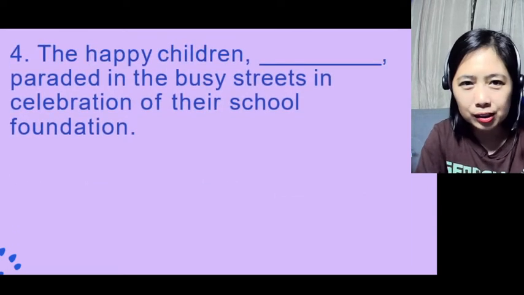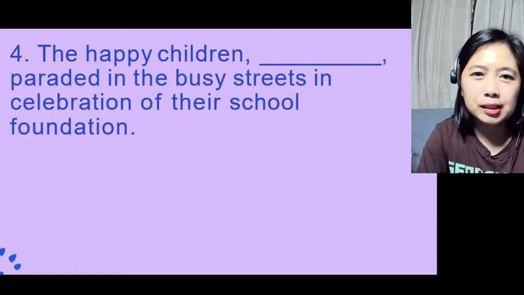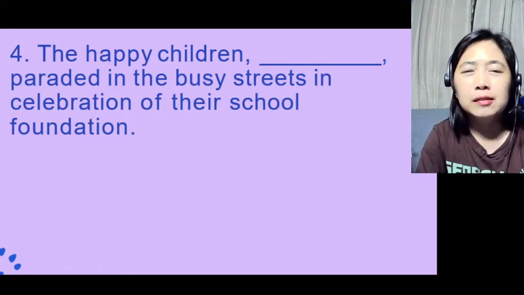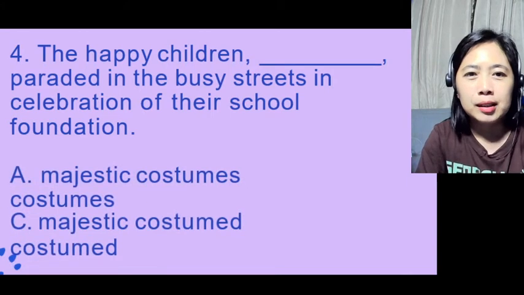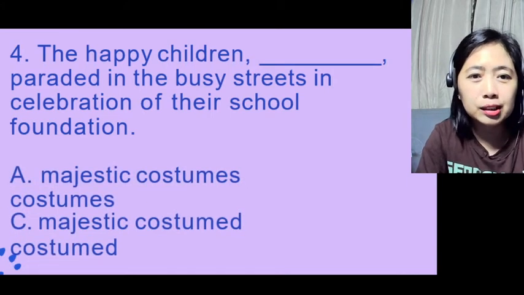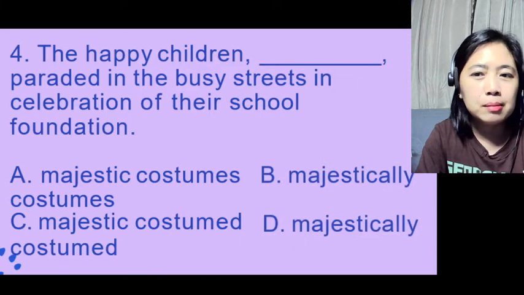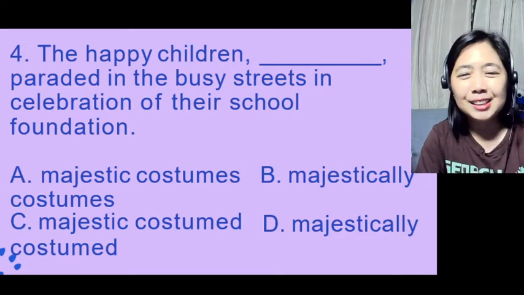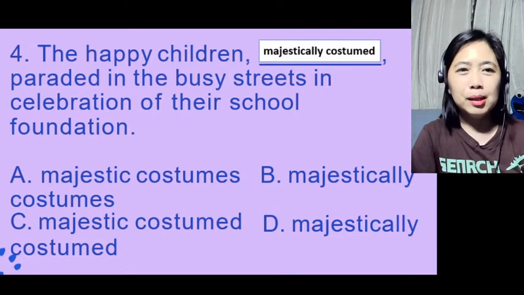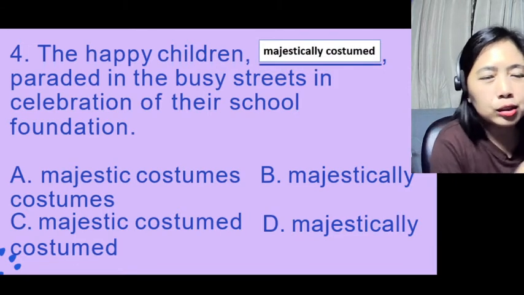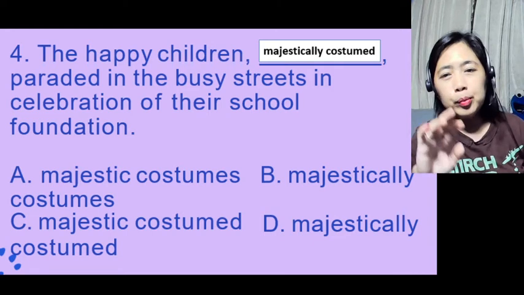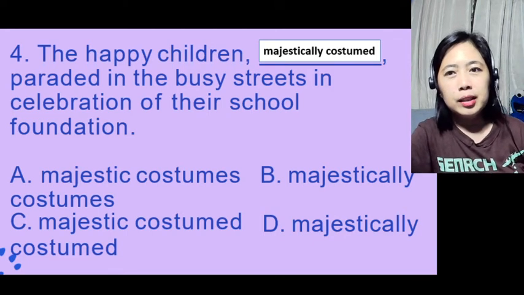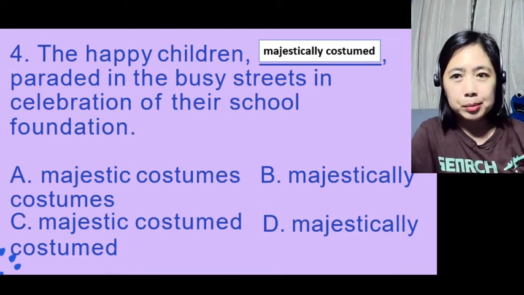The happy children blank paraded in the busy streets in the celebration of their school foundation. A, majestic costumes. B, majestically costumes. C, majestic costumed. Or D, majestically costumed. So the correct answer we have here is majestically costumed. So we provide here the adjective with the adverb to it.